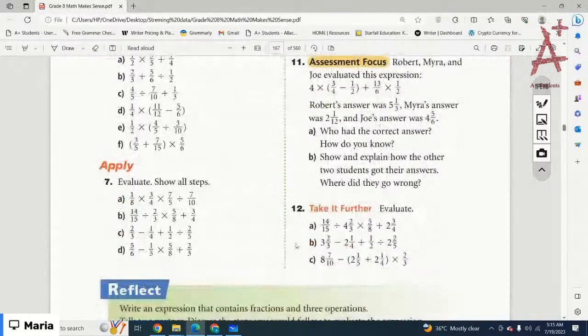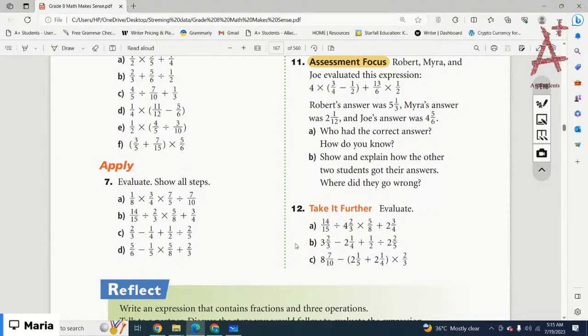Robert, Myra, and Joe evaluated this expression: 4 times (3 over 4 minus 1 over 2) plus 13 over 6 times 1 over 2. Robert's answer was 5 whole 1 by 3. Myra's answer was 2 whole 1 by 12. And Joe's answer was 4 whole 5 over 6. Who had the correct answer? How do you know? Show that and explain how the other two students got their answers. Where did they go wrong?